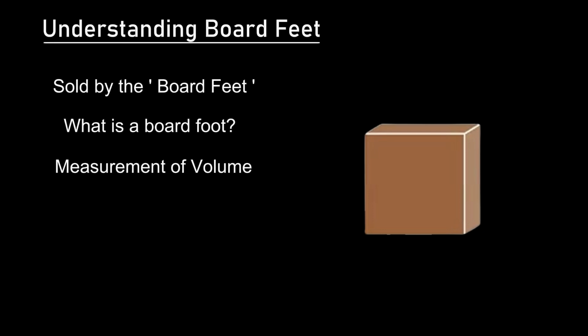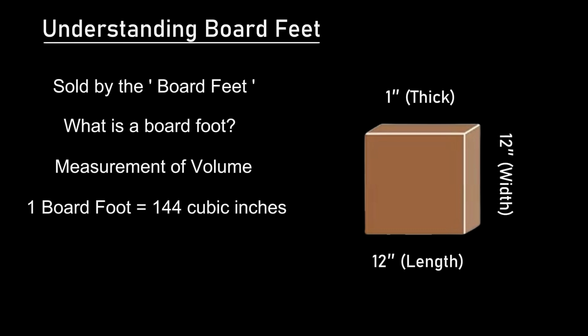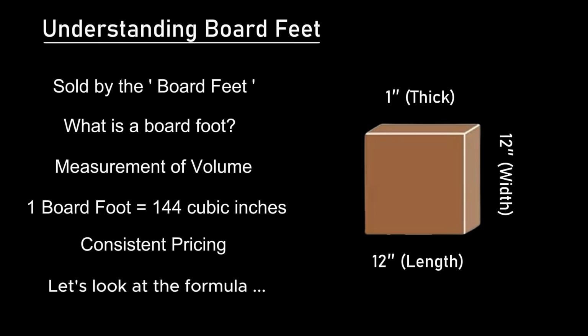One board foot is defined as a volume of wood that is 12 inches long, 12 inches wide, and 1 inch thick. In other words, it represents 144 cubic inches of wood. Whether you have a short, thick beam or a long, thin strip, the lumberyard uses this unit to ensure pricing is consistent based on the total amount of material you are getting. Now that we know what it is, let's look at the formula used to calculate it.